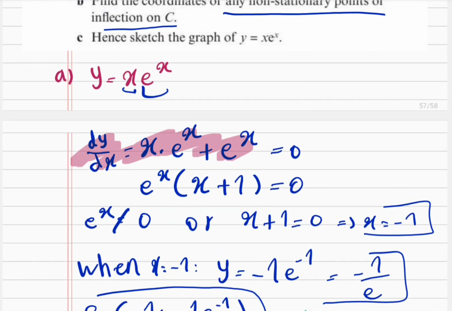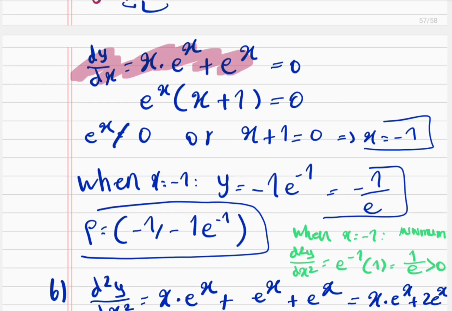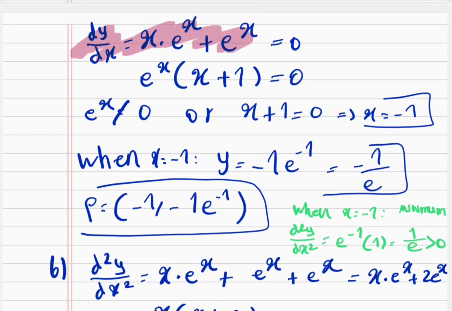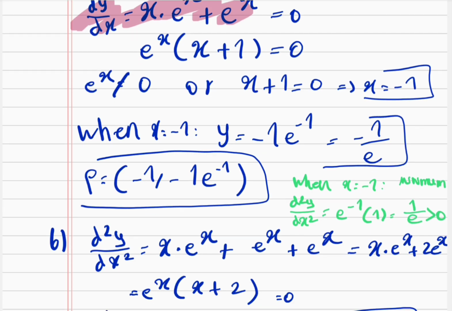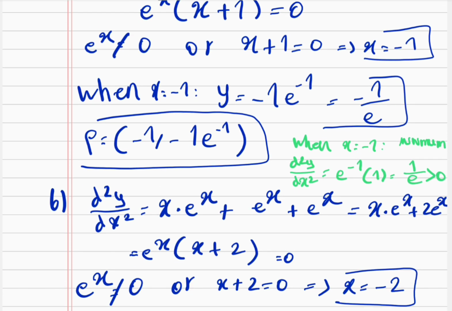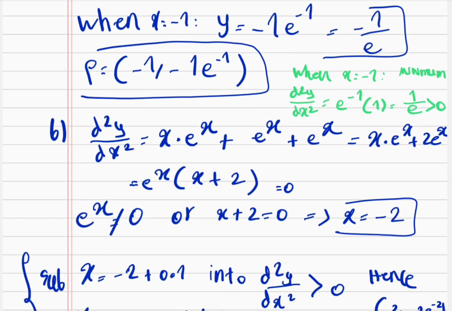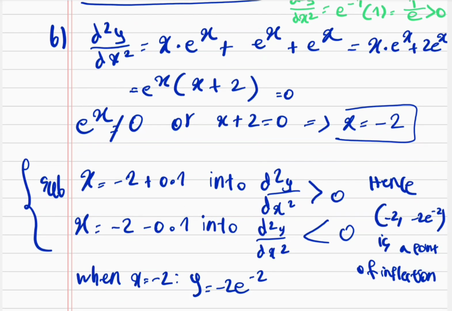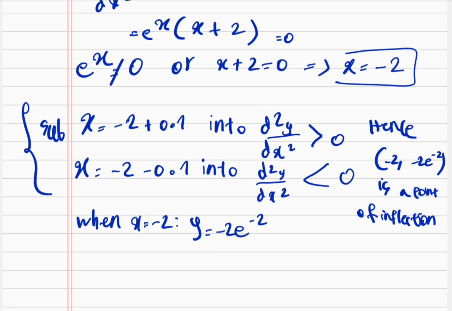Right, so far, just to quickly summarize, we have found the coordinates of the stationary point, which is -1, -1 e to the -1. And also we showed that it's a minimum. Then we found the other point of inflection that is non-stationary, and that has coordinates -2, -2 e to the -2. So here.